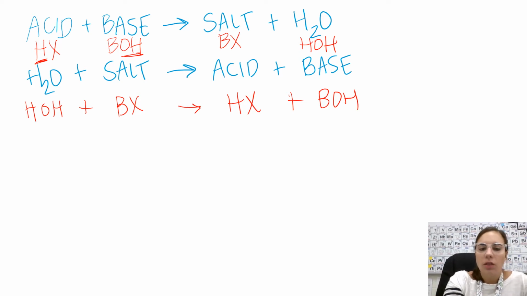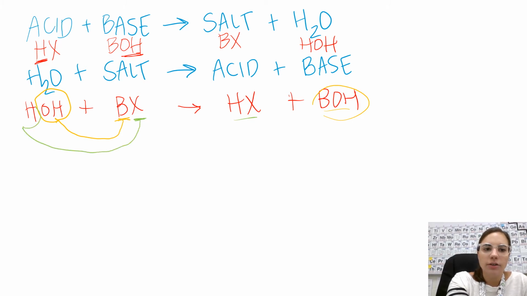So to work backwards, you can think of this like, okay, this cation had to come from my base. So whatever this cation is, just add it to hydroxide to know what the parent base was. And whatever this anion is had to come from the acid. So just add the anion to hydrogen in order to write the formula for the acid.